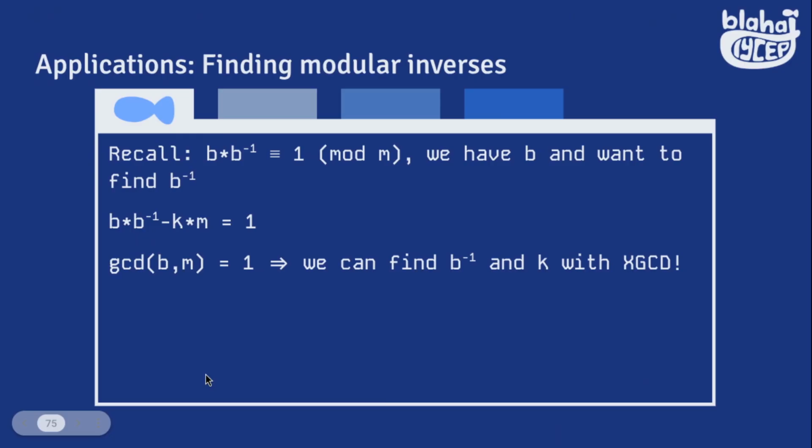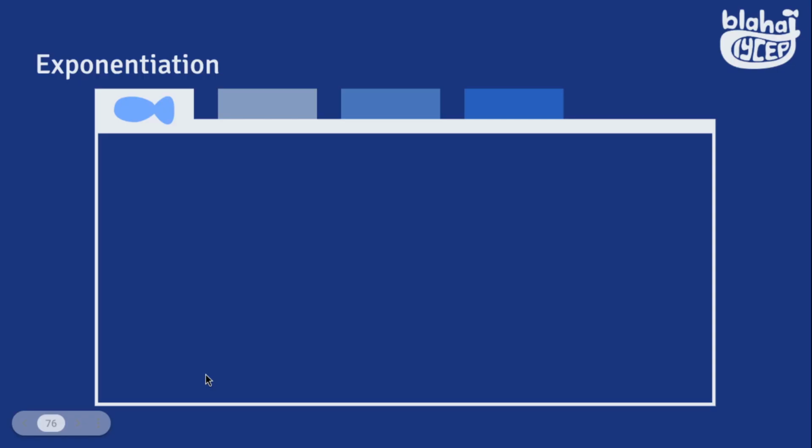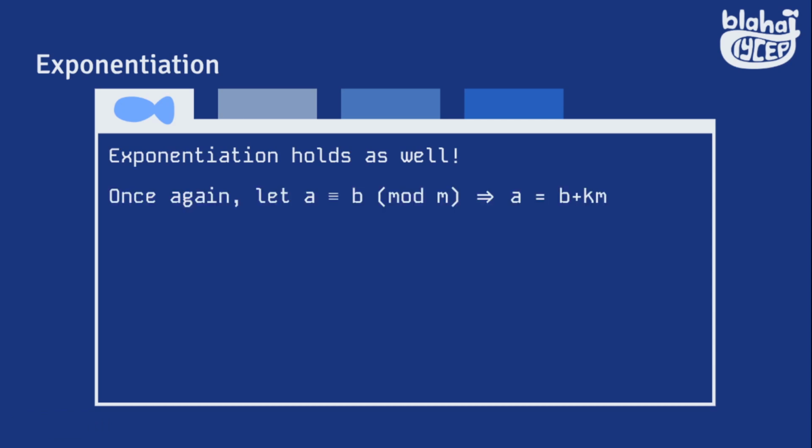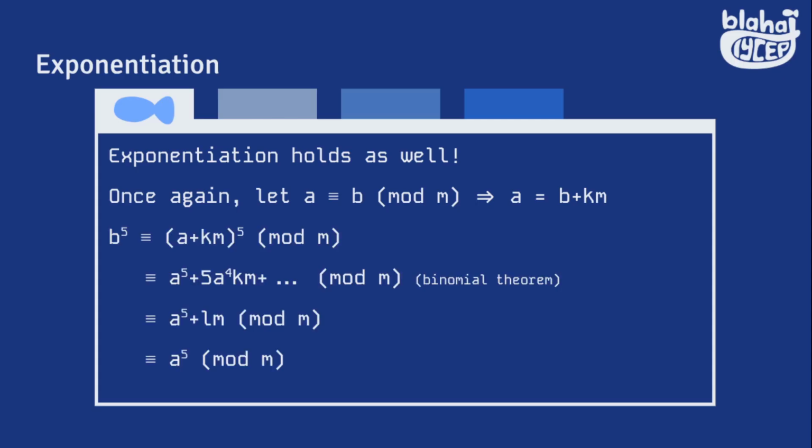And now we'll be moving on to our 5th operation, which is exponentiation. We remember in primary 1 or primary 2, we had the 4 operations of whole numbers. Now we have the 5th one, which is just repeated multiplication. And surprise, surprise, this holds as well modulo m. We won't be going through why it holds, but on the slides there's a good explanation. So moving on.